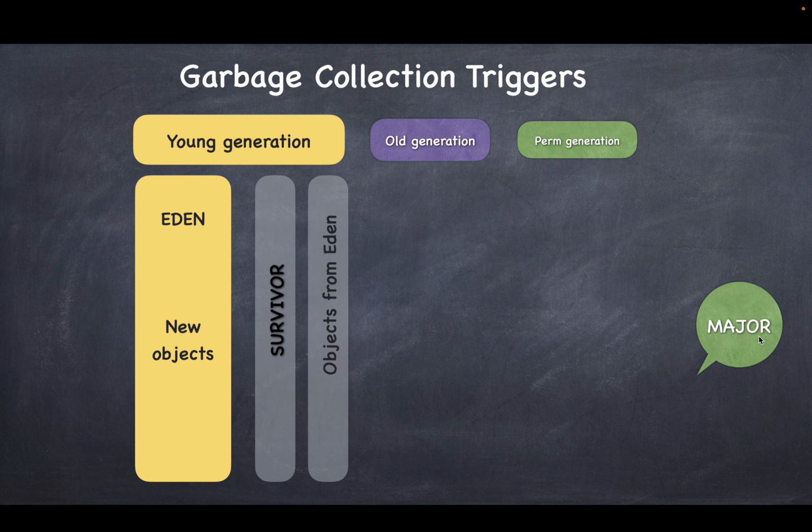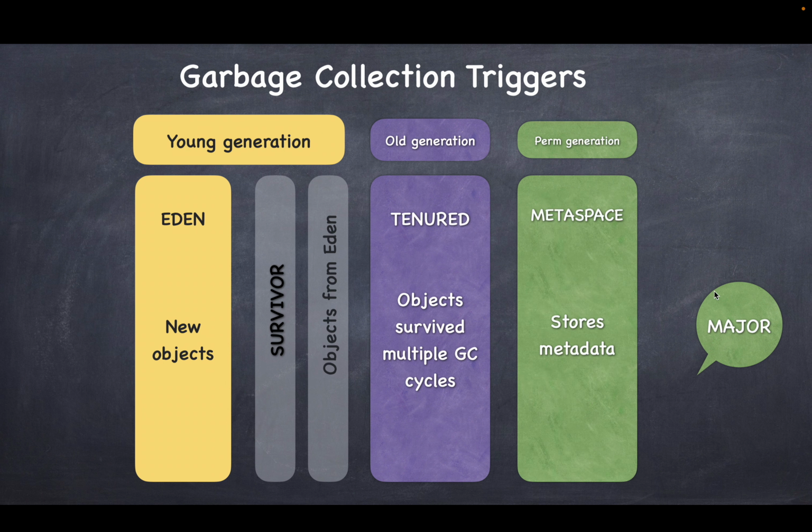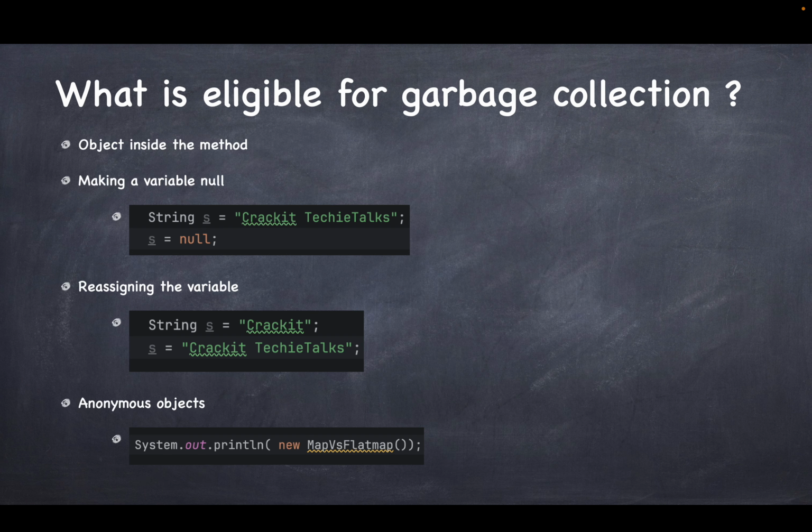So next is major events. So what is a major event? When a major event is triggered, the objects in all these spaces, the young generation, old generation, and the permanent generation, will get garbage collected. That is the major event. So there are three events that may trigger the garbage collection: minor, mixed, and major. Minor will do the garbage collection in the young generation, mixed will do it in the old generation, and major will do it in all three garbage collection spaces.